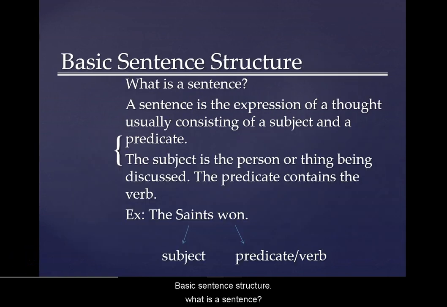Basic sentence structure. What is a sentence? A sentence is the expression of a thought, usually consisting of a subject and a predicate. The subject is the person or thing being discussed. The predicate contains the verb. In the example sentence, you'll see the Saints won, period. Saints is the subject. Won is the predicate verb. This is an example of a basic sentence.